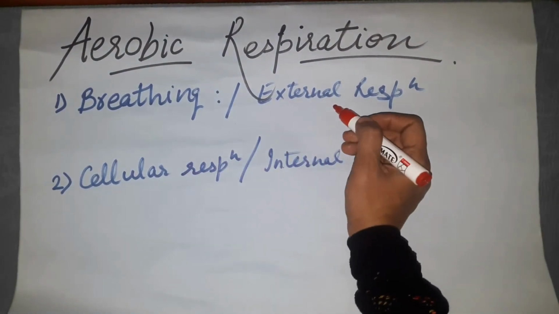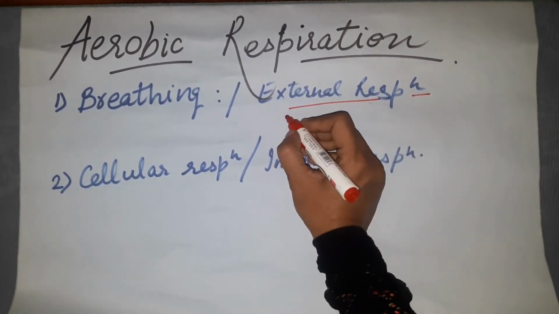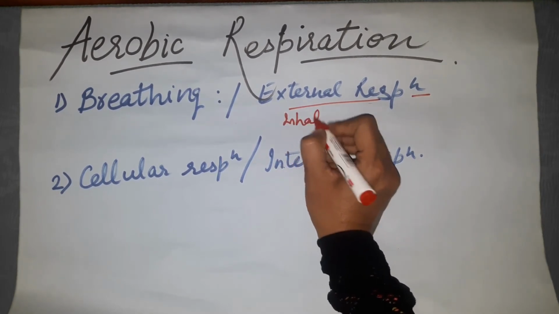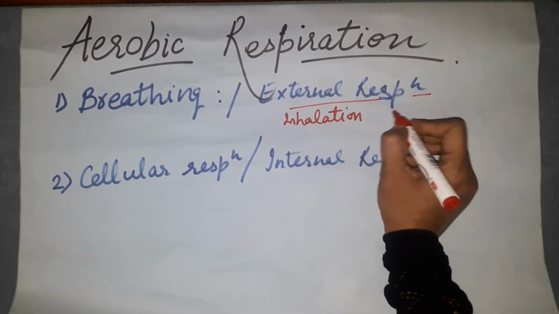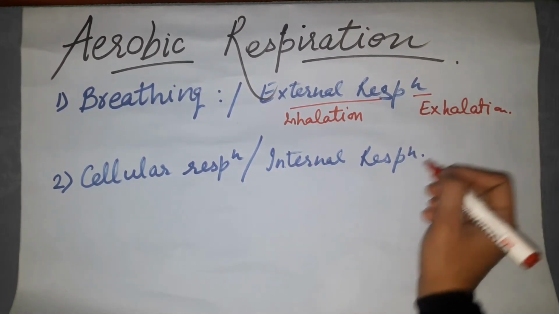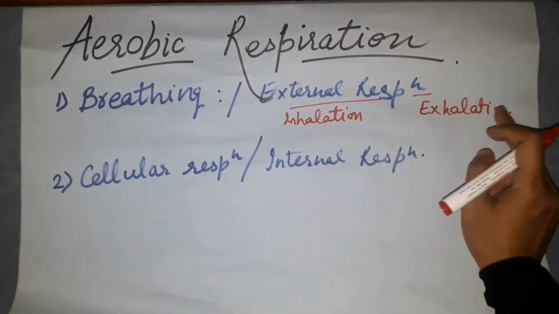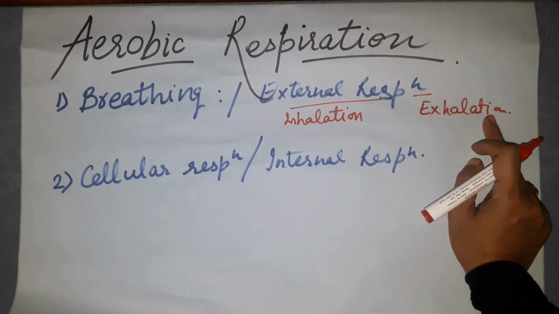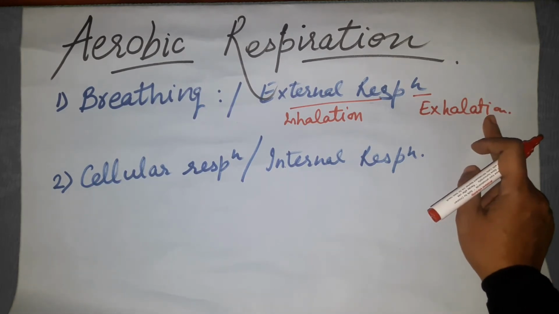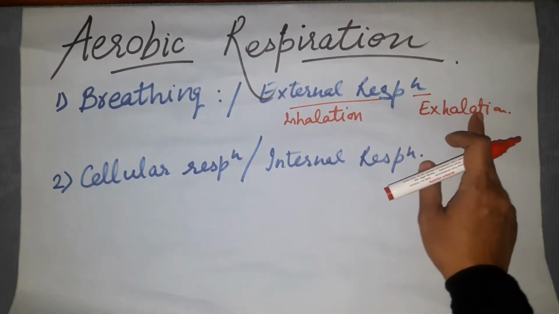Now this breathing process, or external respiration, involves two processes: one is inhalation and another is exhalation. Inhalation and exhalation mean breathing in and breathing out. What is breathed in? The air is breathed in, and breathing out is the removal of carbon dioxide from the lungs. So that is the inhalation and exhalation process.